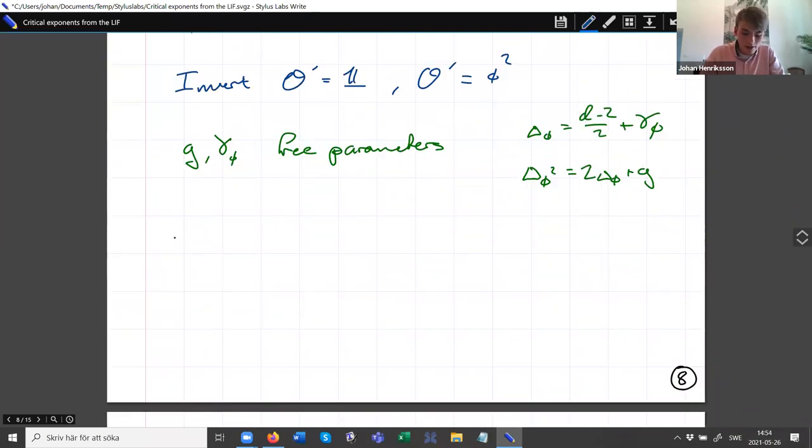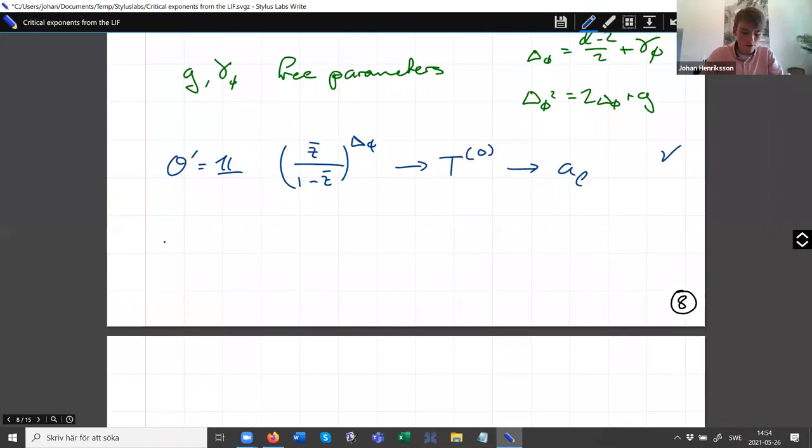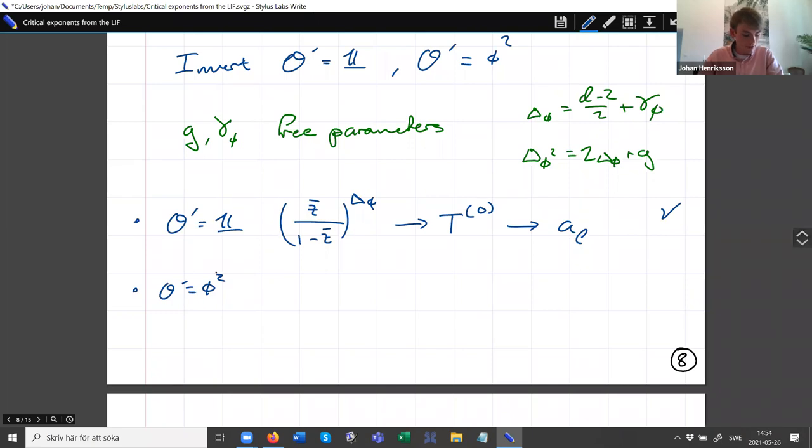So let's execute the strategy. Well, first again, O prime equals identity just gives this contribution that we have just seen, which only contributes to T0 and gives the leading order OP coefficients. So let's consider this done. And then move to O prime equals phi squared. And for this operator, I'm going to borrow what we just worked out for other operators bilinear in phi.